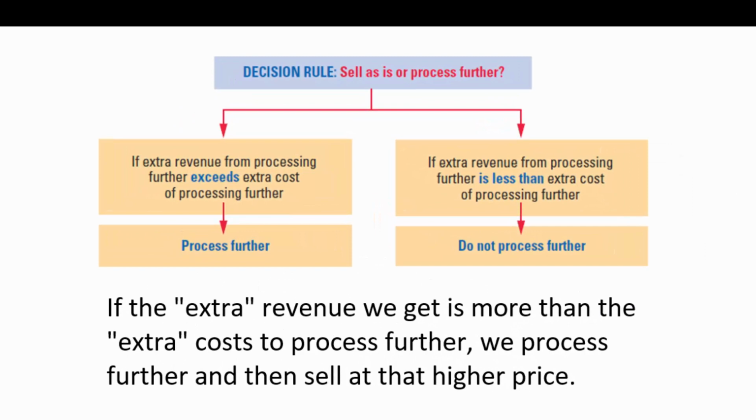The decision rule is really pretty simple. If we process further and the money we get from that improved product or that different product exceeds the cost, we do it. If the extra revenue we get from processing further is less than the cost, then we don't process further. The problem is that there are a couple of things that make this harder. One is format, and the other is distraction, if you will.